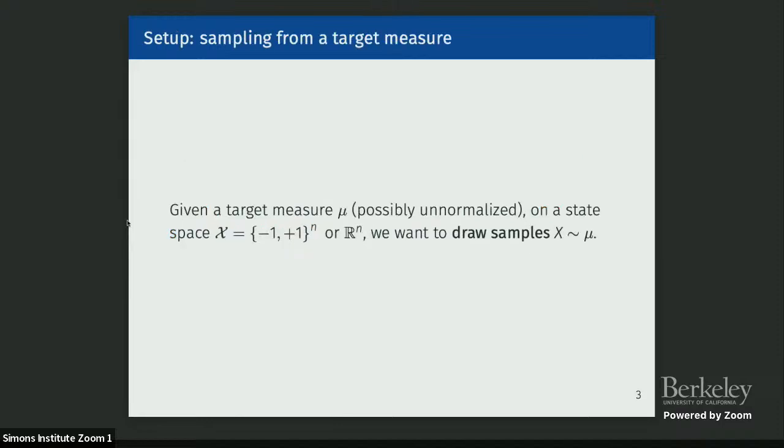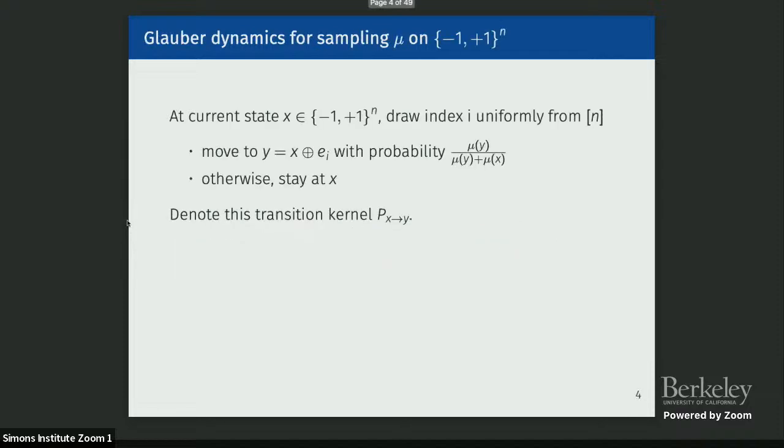So let's set up the problem. We have a target measure on the state space, either the Boolean hypercube or R to the n, so n-dimensional space, and we want to draw a sample from this target measure mu. Usually you cannot just sample directly. You have to design a Markov chain to sample iteratively.